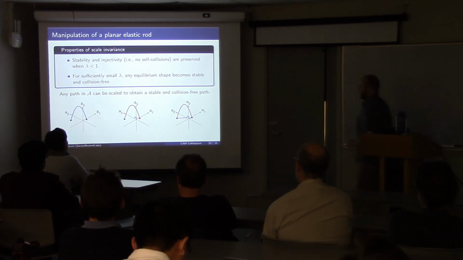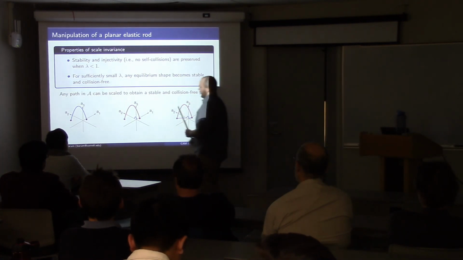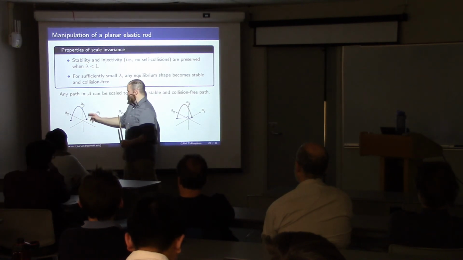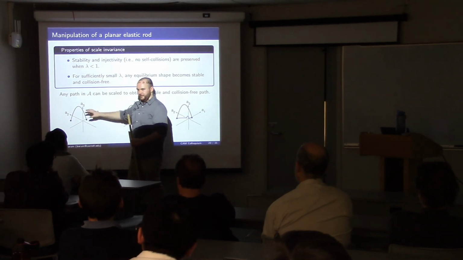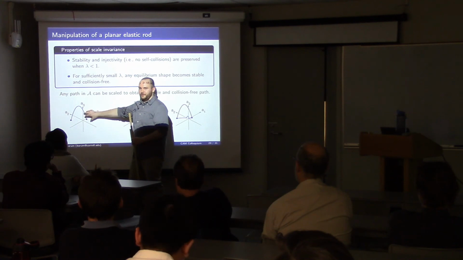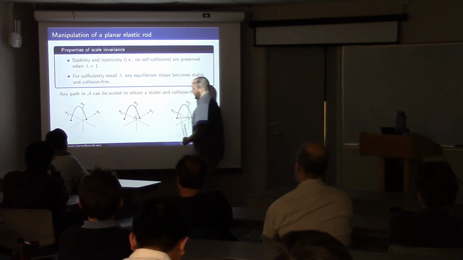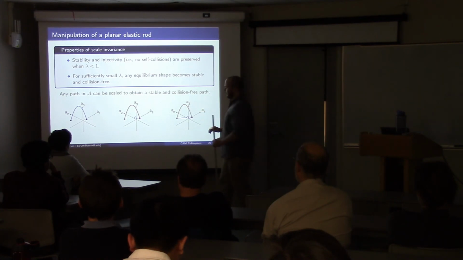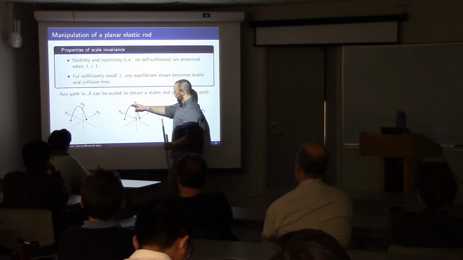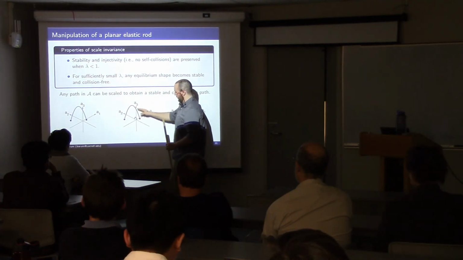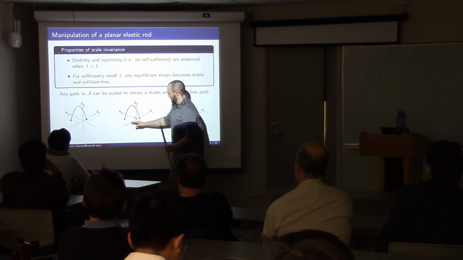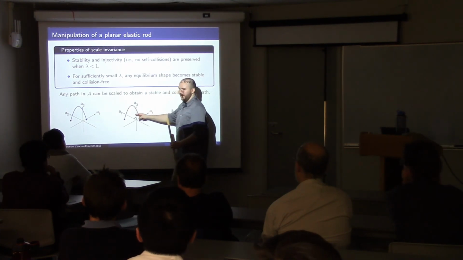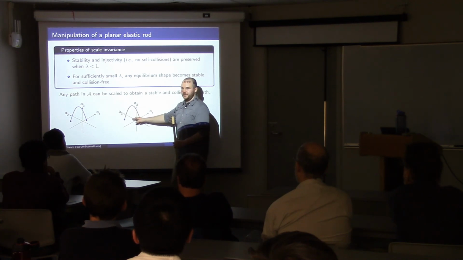So here's what this gives us. If I take any path in this A space, remember this is the space of initial forces and torques, that path could have instabilities, could have self-collisions, that's fine. I can scale each point on this path back towards the origin. And if I do that enough, every point on this scaled path will be stable and collision-free.